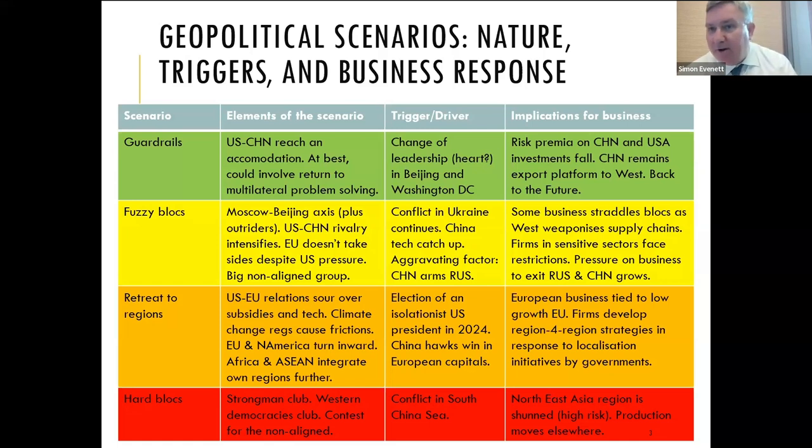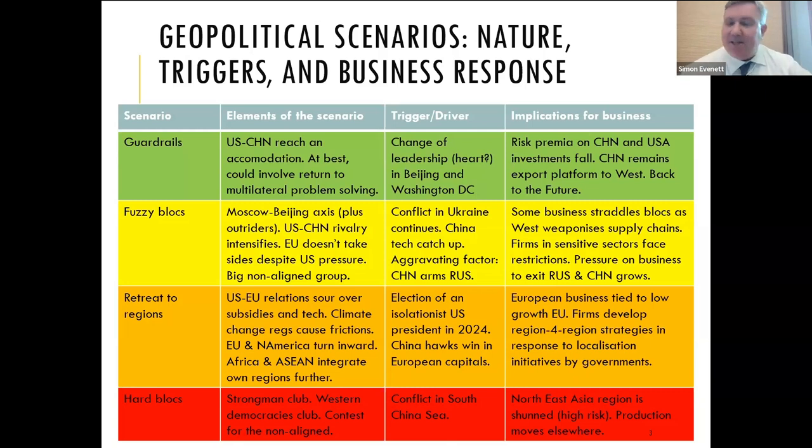If you're an optimist, you hope for President Biden's guardrails developing. Let's quickly talk about that. Imagine that a US-China accommodation was reached. Hard to see at the current time, but still it has to be put on the table as an agenda. This would almost be a back to the future scenario for business, going back to the pre-geopolitical rivalry phase, where policy uncertainty was much lower than it currently is at the moment. So that's a slightly more optimistic scenario.